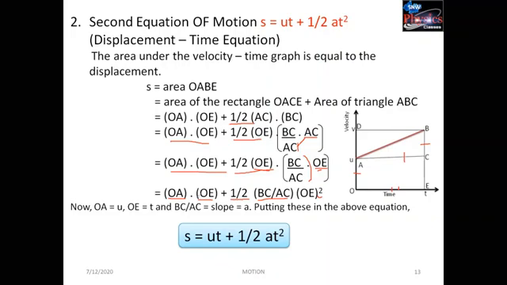Now we substitute all the values here, such as OA is equal to U, OA के जगह पे हम लोग वैल्यू क्या पुट करेंगे, U. OE is equal to T and BC by AC is the slope, that is A. So we get the equation, that is second equation of motion, S equal to UT plus 1/2 AT square, ठीक है. S equal to UT plus half AT square, we get the second equation of motion.